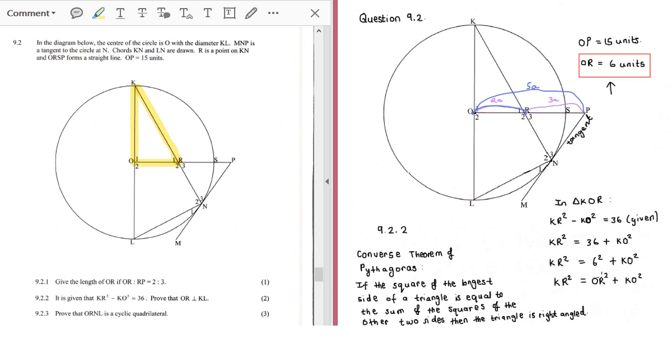So now we've actually proven the converse of the theorem of Pythagoras. We've shown that the square of the longest side of the triangle is equal to the sum of the squares of the other two sides. So we can conclude that triangle KOR is right angled, with angle O1 equal to 90 degrees, and therefore OR is perpendicular to the diameter.